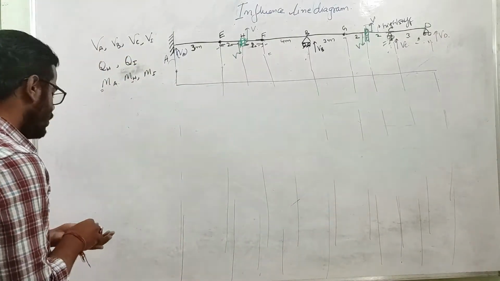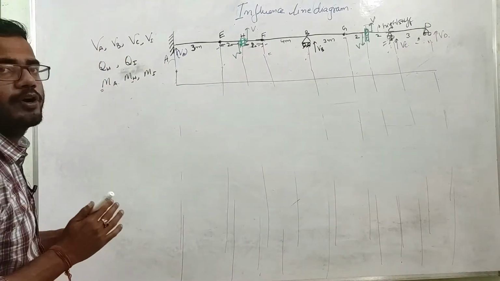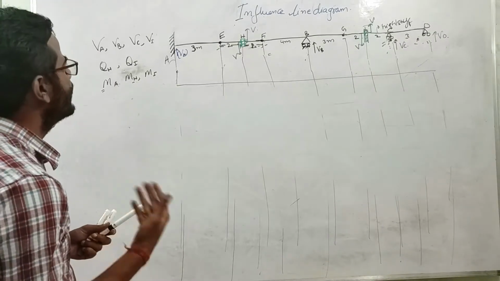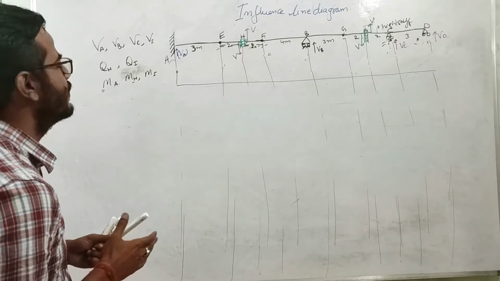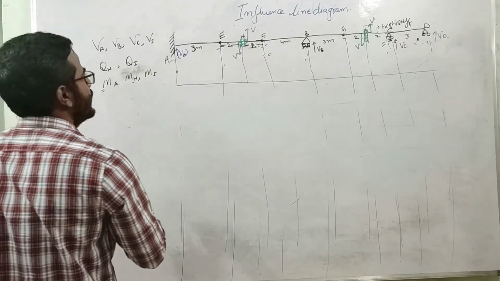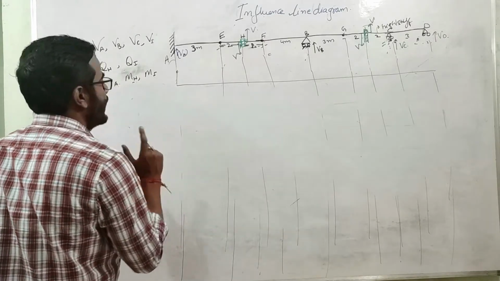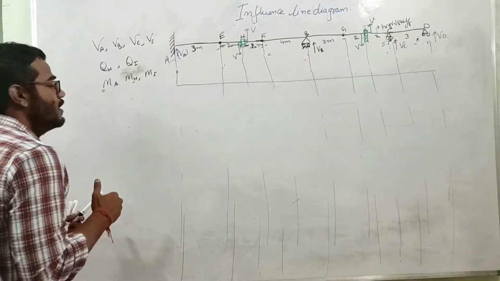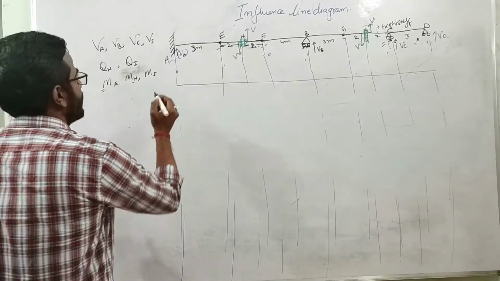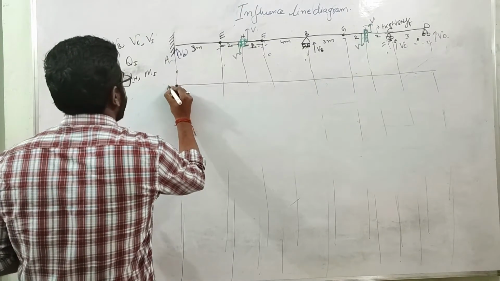Okay, now to draw the ILD for this moment at point A. To draw the ILD, what we need to do is release the moment. We need to provide an internal hinge, so that we release the moment at point A. For that, we are providing the internal hinge at point A.